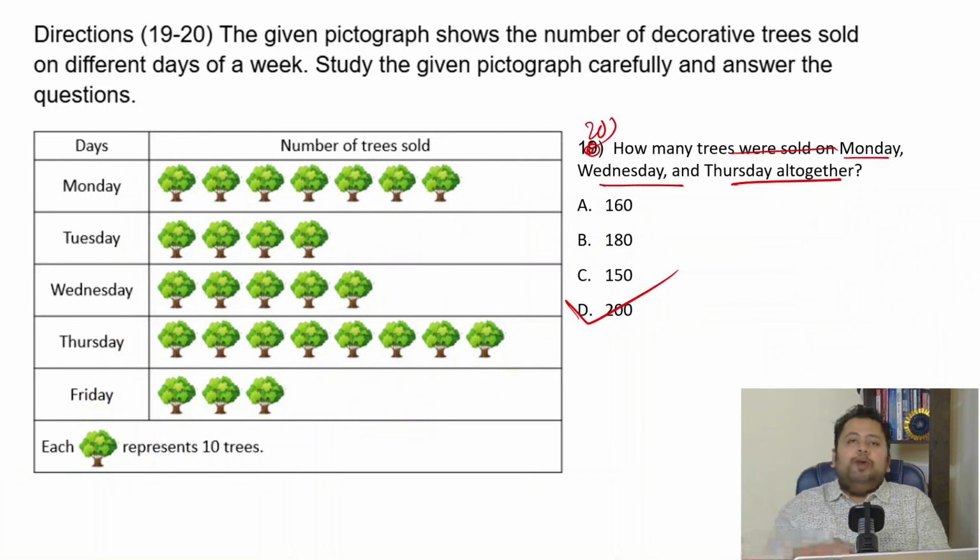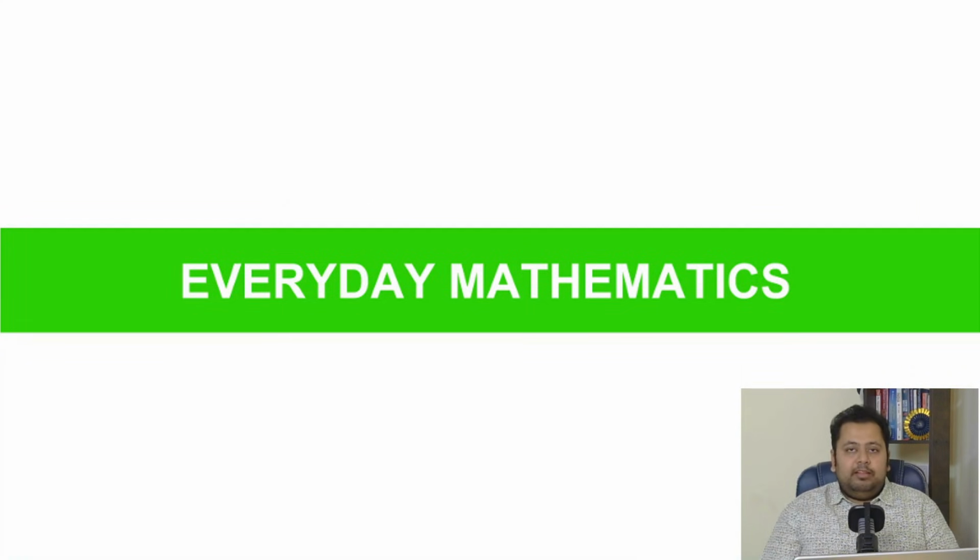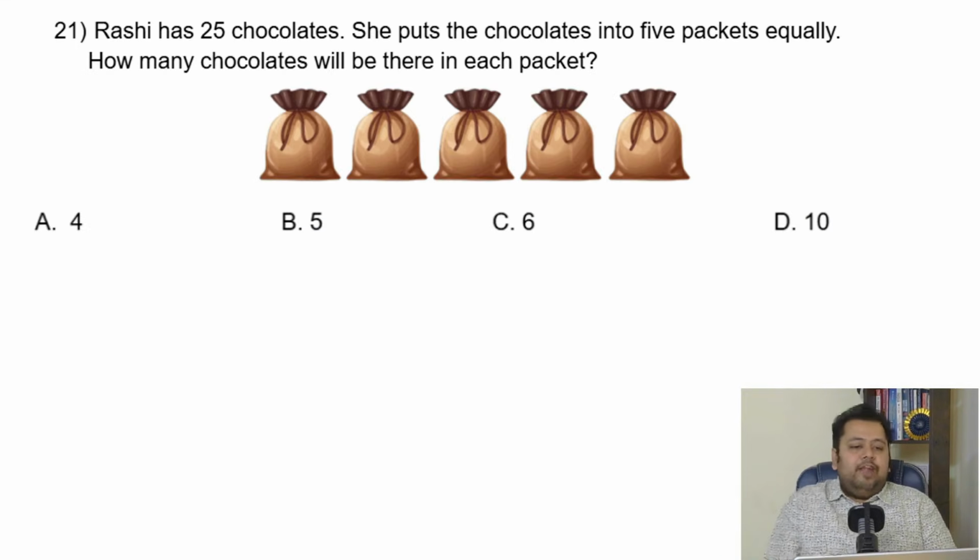That is option number D, right? Hope you got this one correct. If you did, give yourself a star. And now we move to the next section, that is everyday mathematics. It's my favorite section because this gives you a lot of practical questions, obviously easy ones, but very practical questions. So let's now solve question number 21.